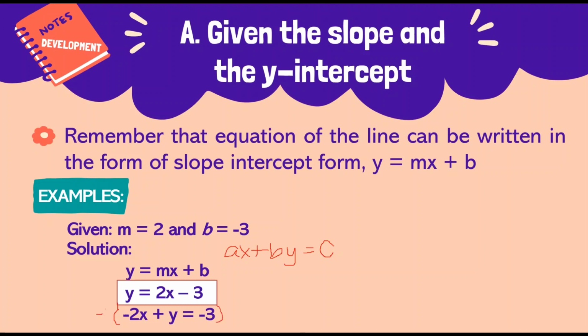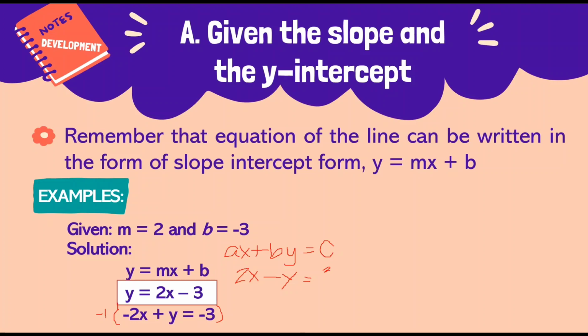So, let us multiply both sides of the equation. -1 times -2x. So, of course, we have positive 2x. I will write it here so it is understood. And then, -1 times y, we have -y. And then, we have -1 times -3, we have positive 3. Okay.